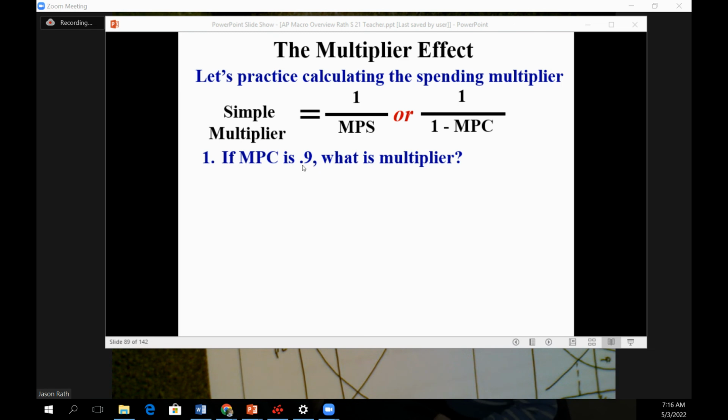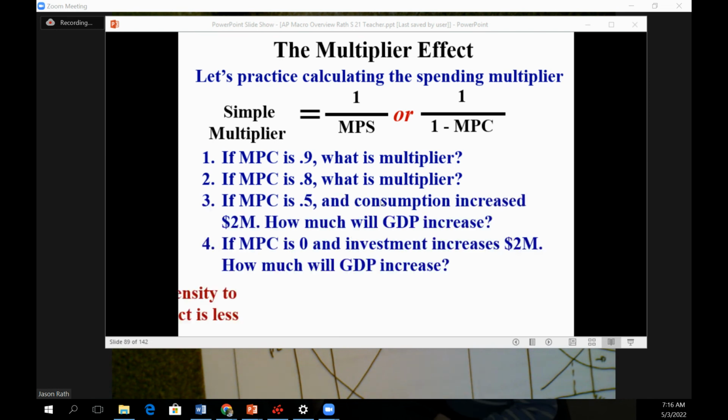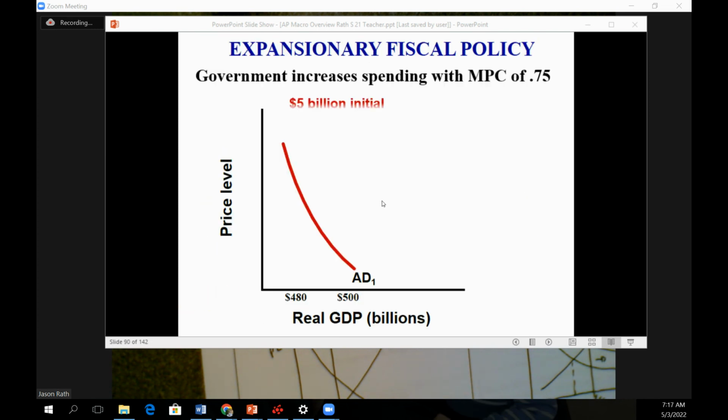It'd be what? 1 over 0.1. Yeah, 1 divided by 0.1, and it gives you what? 10. Perfect. If marginal propensity consumed, and so you get the idea. Okay, I don't need to go over all this. So let's take a look at this.